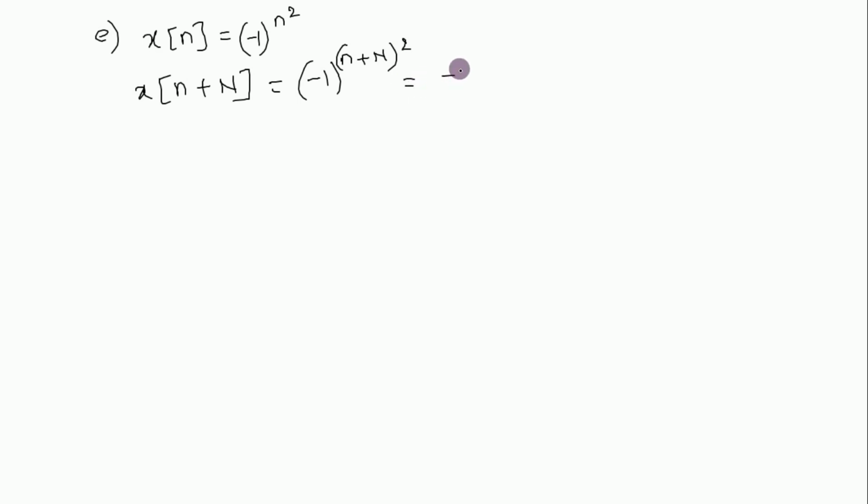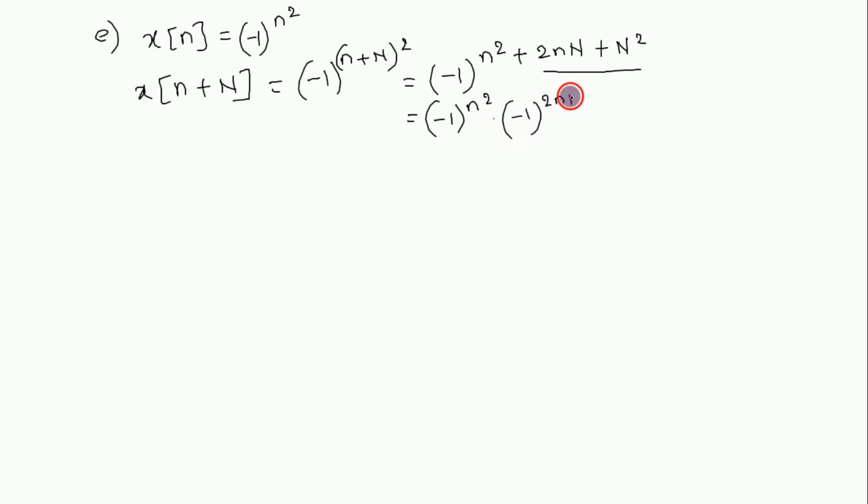So what do I get? Minus 1 raised to (n plus N) whole square, which is a plus b whole square: n square plus 2nN plus N square. In order to equate it with x of n, I don't want these two terms. So I can write it as minus 1 raised to n square, into minus 1 raised to 2nN, into minus 1 raised to N square. I want to take out these two components to make it equal to x of n, so that it can be told that it is periodic.